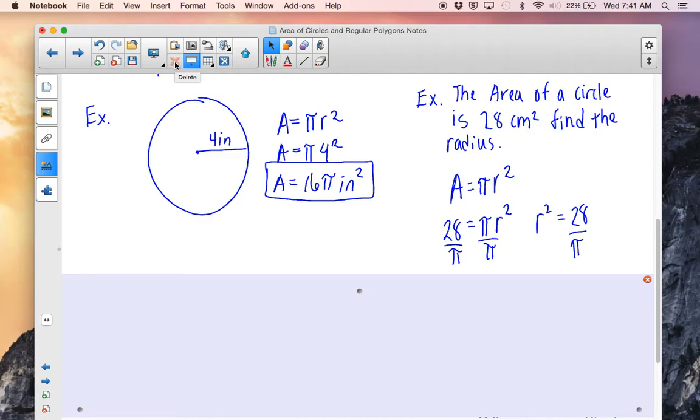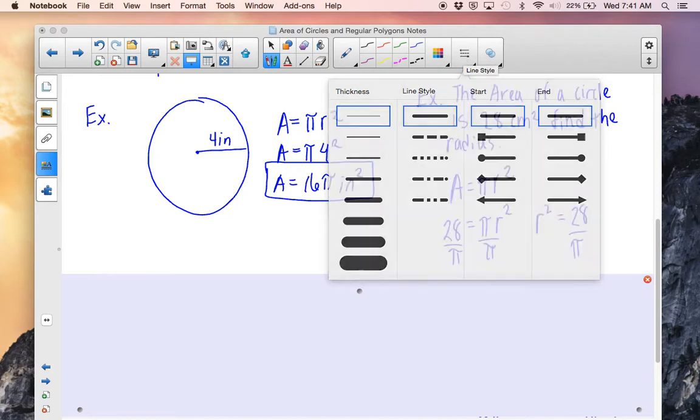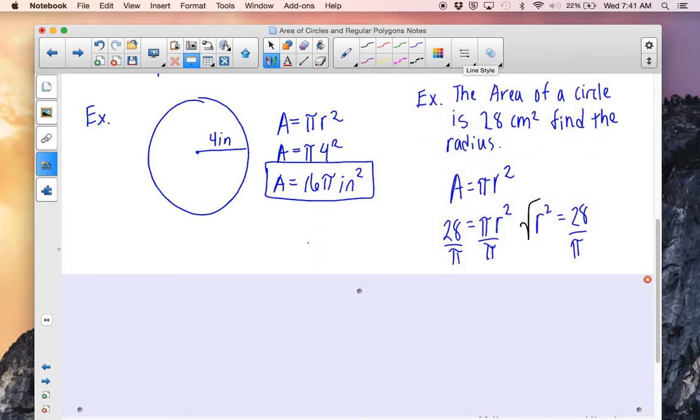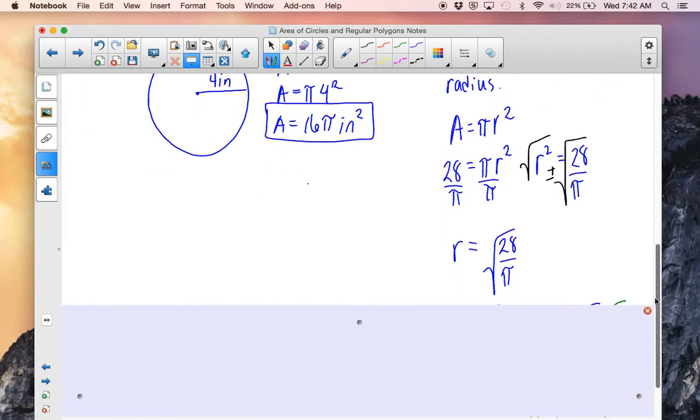Now, to get rid of the squared, remember that you have to take a square root. So, square root the left, square root the right. When you add a square root, you have to add the plus or minus. So, on the left side, you're left with r, and on the right side, you're left with square root of 28 over pi. Now, you don't need the negative solution here because we're dealing with a real-world situation.